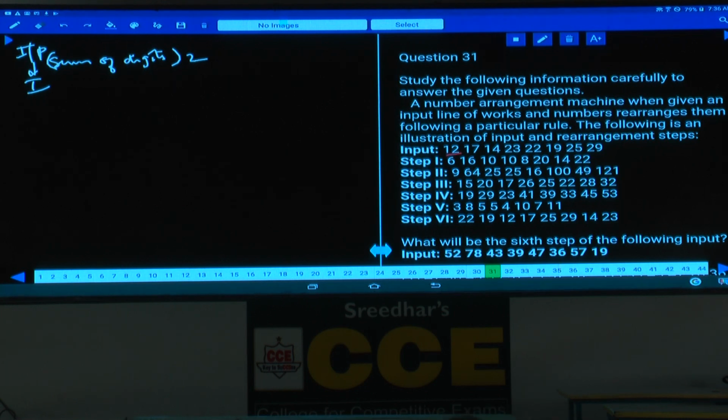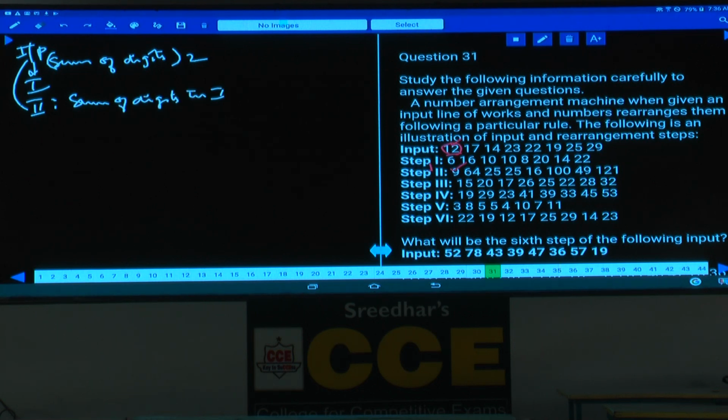Then again from step 1 to step 2, what is the logic here? 6 and 9. Or else, again, you can take from input to step 2. What is the logic here from input to step 2? Now the first number in the input is 12. Then what is the sum of the digits here? 1 plus 2 is 3 and 3 squared. Sum of digits in the input squared.